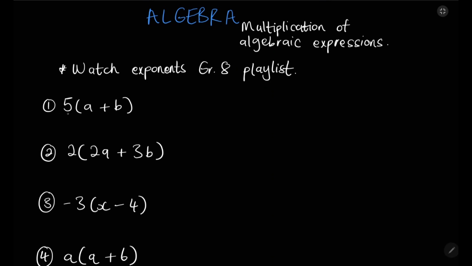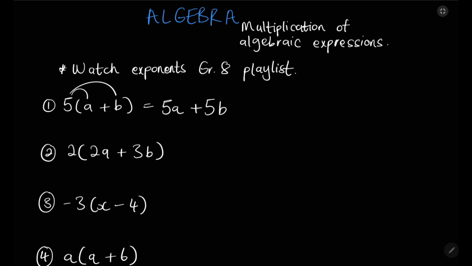You have 5(a + b). To solve this, we say 5 times a, which is 5a. Then 5 times b, which is positive 5b. That is how you solve, that is how you distribute.